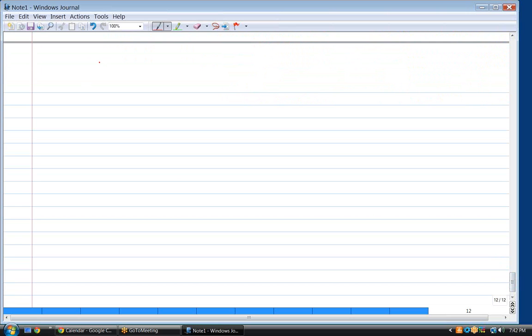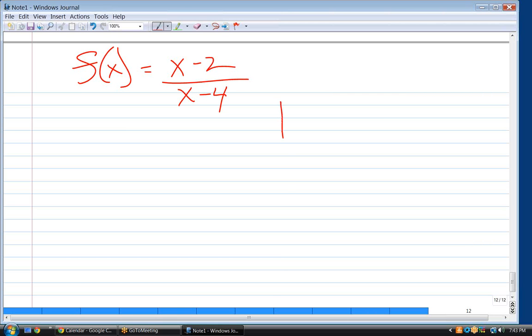F of x equals x minus 2 over x minus 4. And this is to graph rational functions. Okay? It's the first thing we want to do when we graph a rational function. Find the vertical and the horizontal asymptotes.